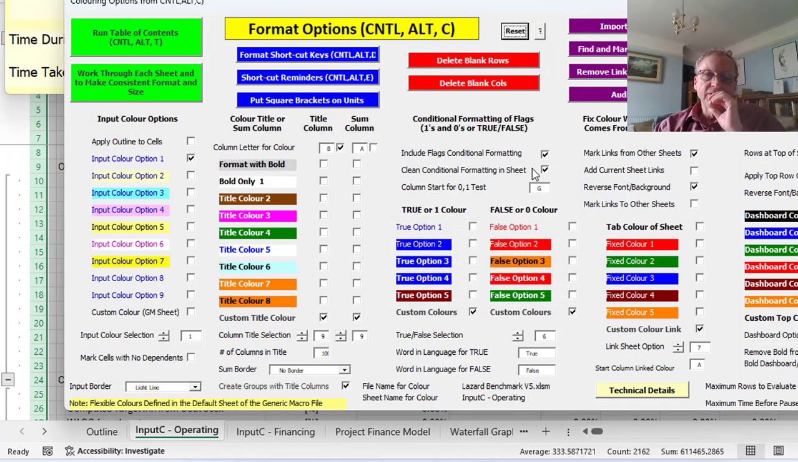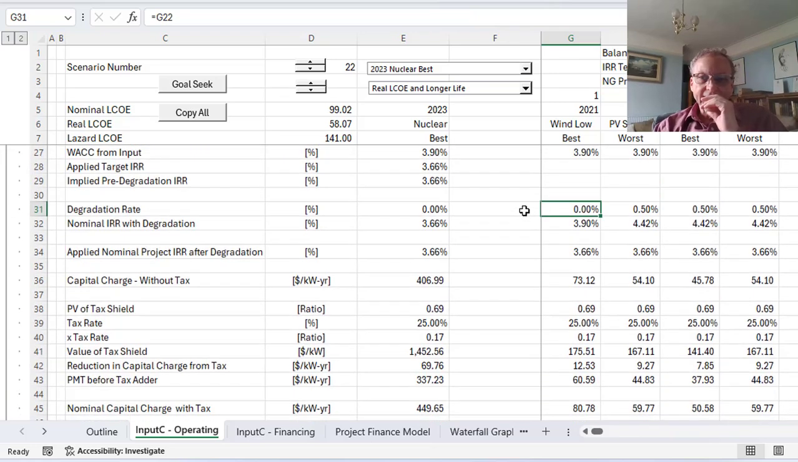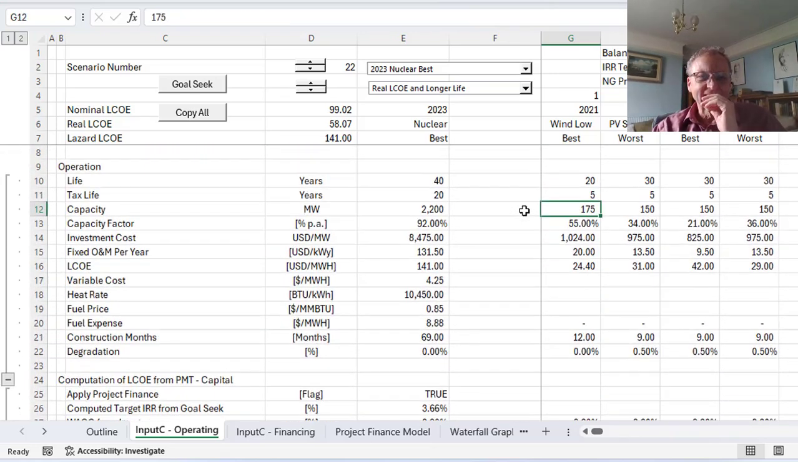Okay, if you later want to run this and leave the old conditional formatting things in, you can click off of this. So let's exit and look. So this is what it looks like, and I think you can see it's very different.